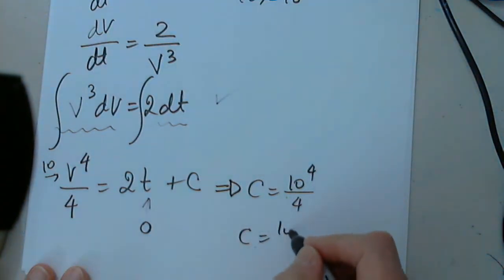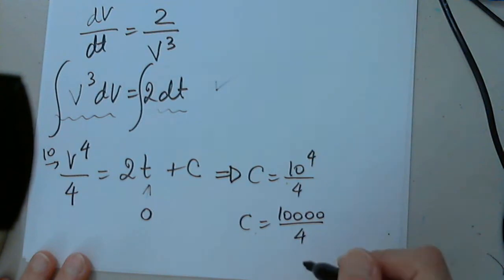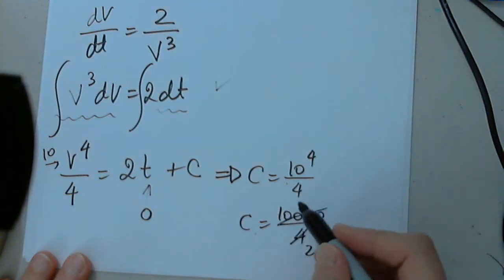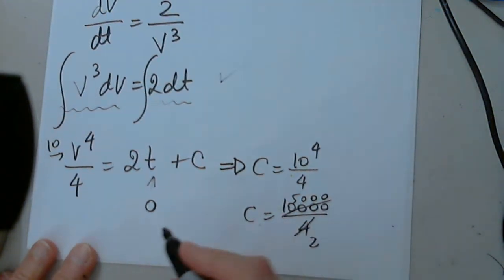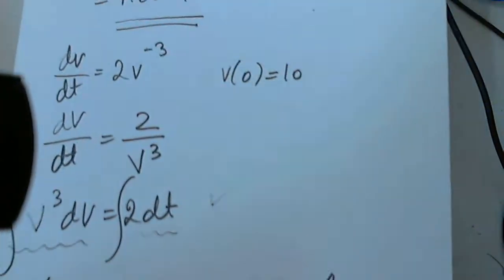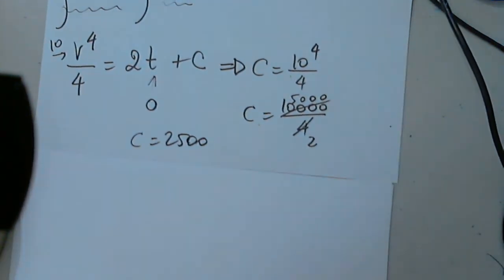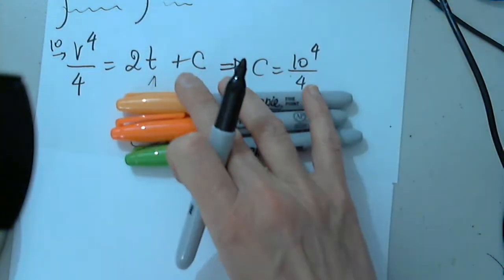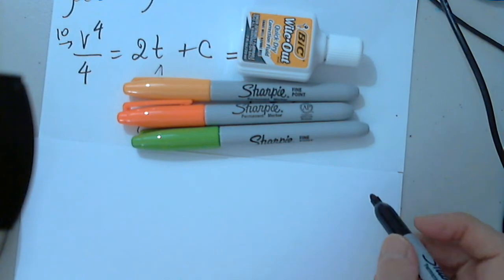Or 10,000 divided by 4. So I'll simplify by 2, and I get 5,000, and divide by 2, 2,500. You can say, no, I want to wait till the end. Fine. If you want to do that, then let's say we don't even look at this, and you will solve for v.